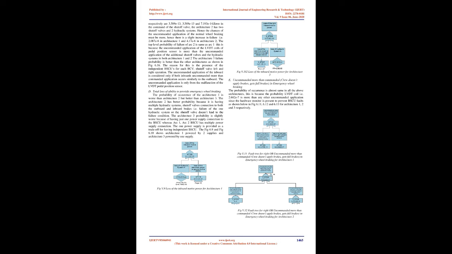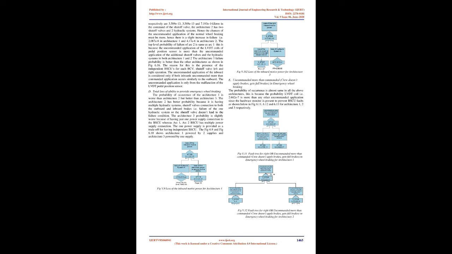Since the wheel braking failed to comply with 14 CFR 25.1309(b)(1), the number of single-order cut sets is 71 in architecture 1, while in architectures 2 and 3 it is 60 and 101 single failures. In architecture 2 the number of cut sets has reduced. This is due to the robust hydraulics, having multiple hydraulic systems and shut-off valves connecting to both the outboard and inboard brakes.